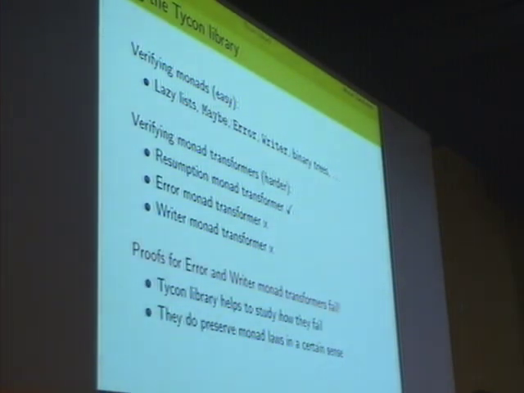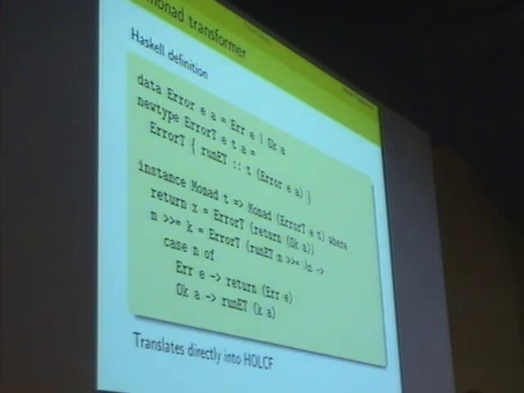For the error monad transformer and the writer monad transformer, things get a little tricky. The proofs of the monad laws actually fail for those. But the automation in the Tycon library is really helpful to study exactly how they fail. And so we can use the library to show that they actually do preserve the monad laws in a certain sense. I'll just describe the error monad transformer here.